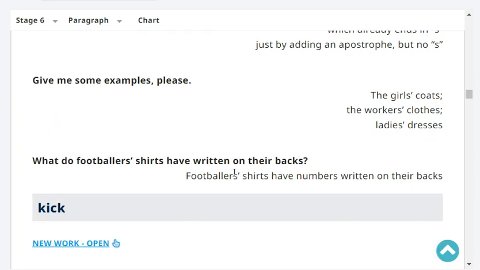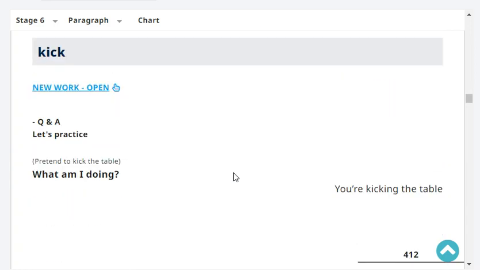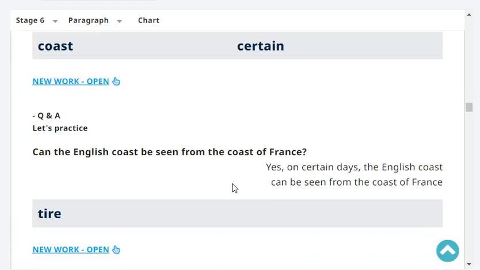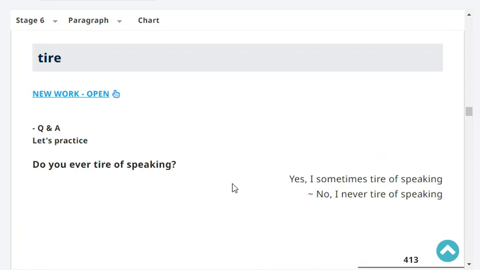What do footballers' shirts have written on their backs? Footballers' shirts have numbers written on their backs. Very good. What's he doing? He's kicking the ball. Very good. Okay. Can the English coast be seen from the coast of France? Yes. On certain days, the English coast can be seen from the coast of France. Very good.